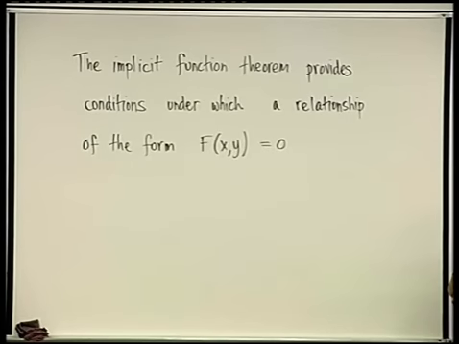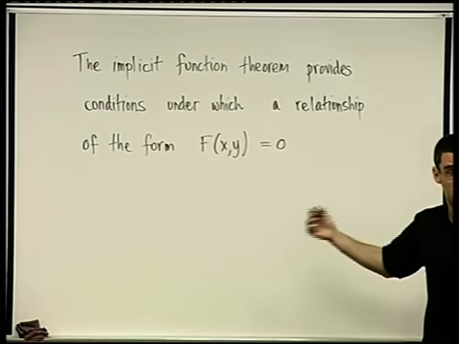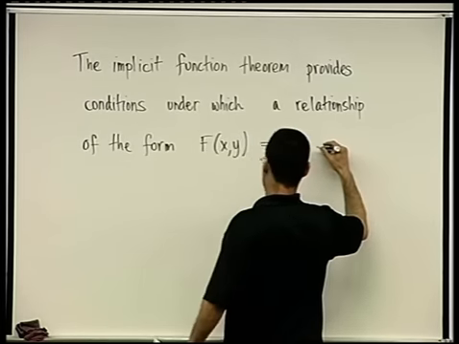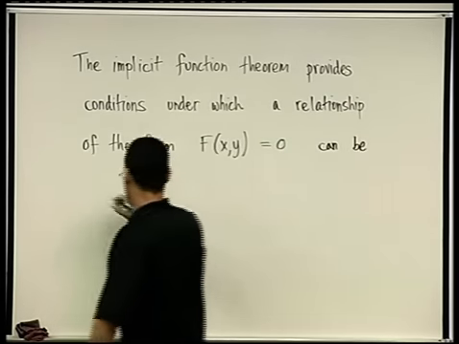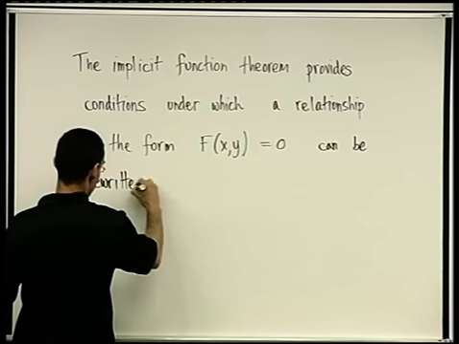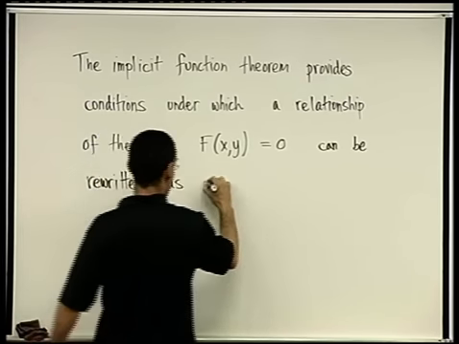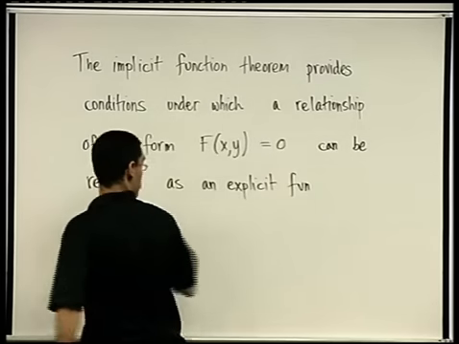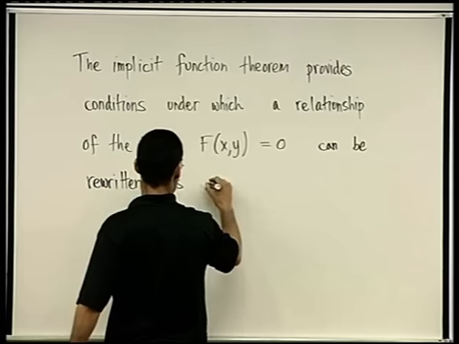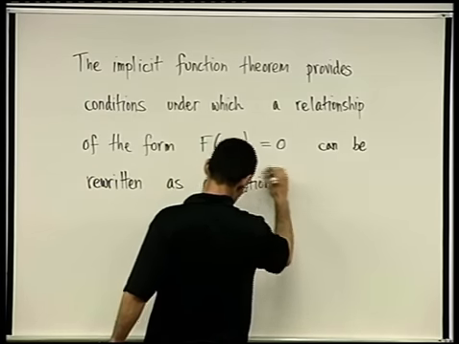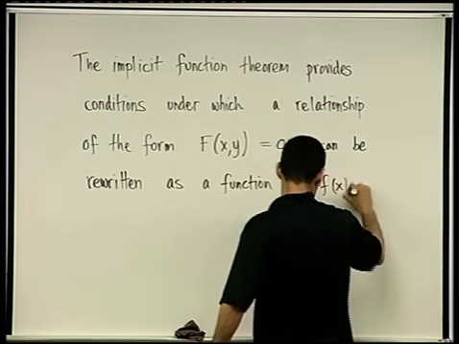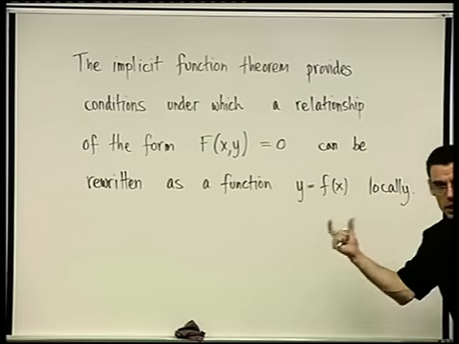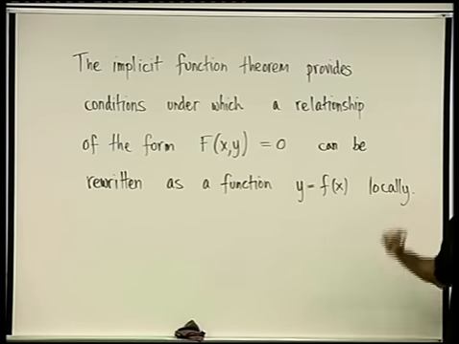F(x, y) equals 0, a general relationship, which is not necessarily an explicit function of y as a function of x or x as a function of y, under which a relationship can be rewritten as a function y equals f of x locally, in a small neighborhood of some point. Okay?